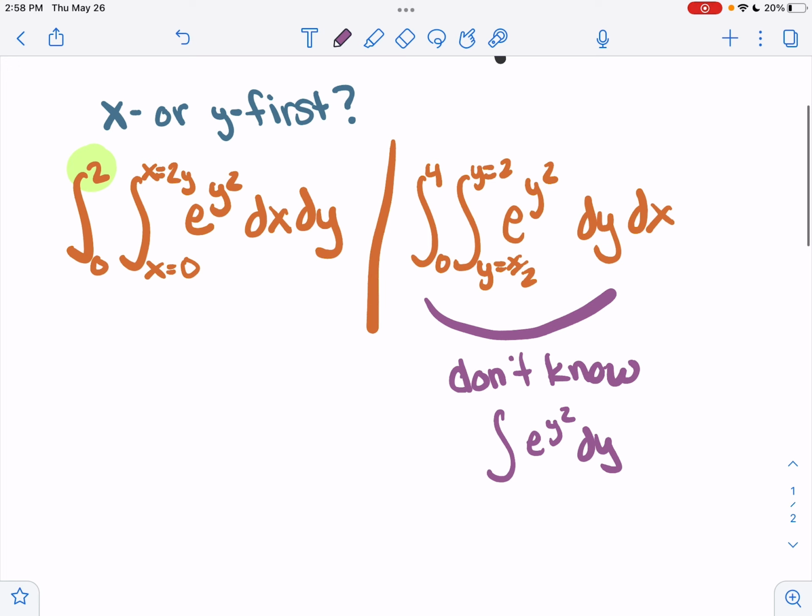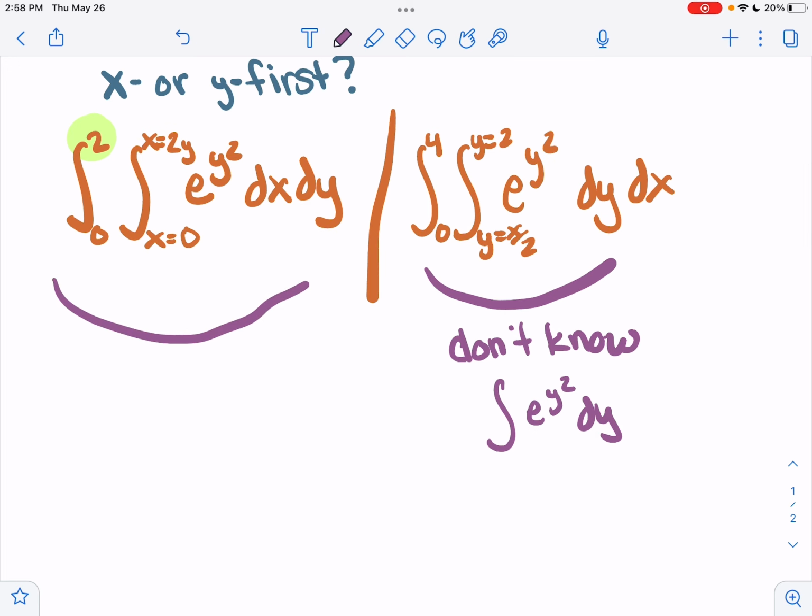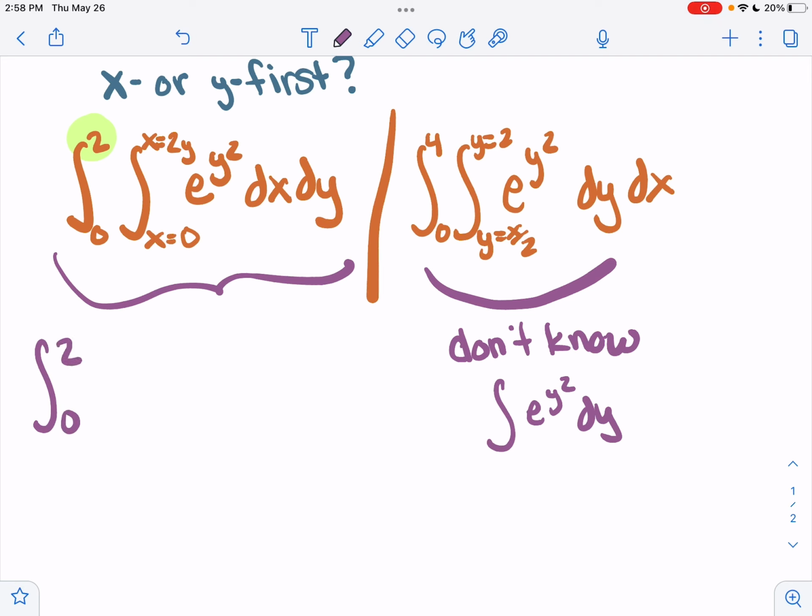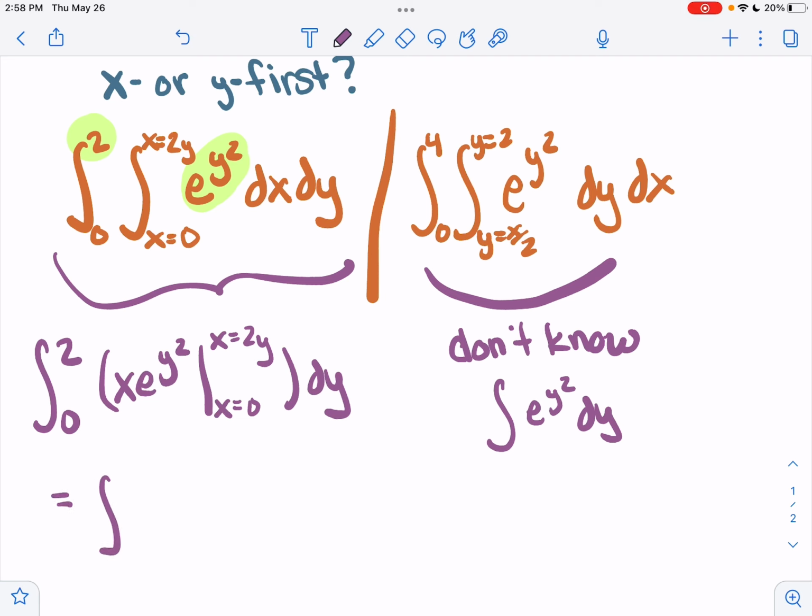If we go x first here, then thinking of that integrand, y is a constant, there's no x in there, so the integral there just becomes x e to the y squared from x equals 0 to x equals 2y. Then we'll have our dy, and that's going to be the integral from 0 to 2. We plug in our values.